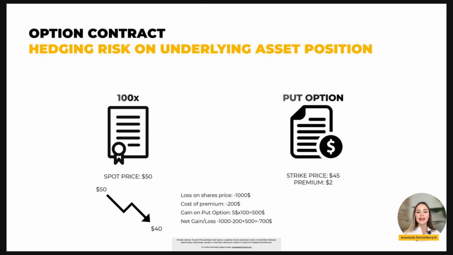However, you still have your put option, which allows you to get rid of your shares at $45 instead of $40. This saved you a $500 loss, and combined with the premium you paid, the total loss you suffered is now only $700, which is 30% of money saved. Similarly, if you anticipate a rise in the prices of a commodity you already hold, you could buy call options to lock in a future buying price at a lower level. This is a practical way of managing risk without having to sell or buy the underlying asset immediately.